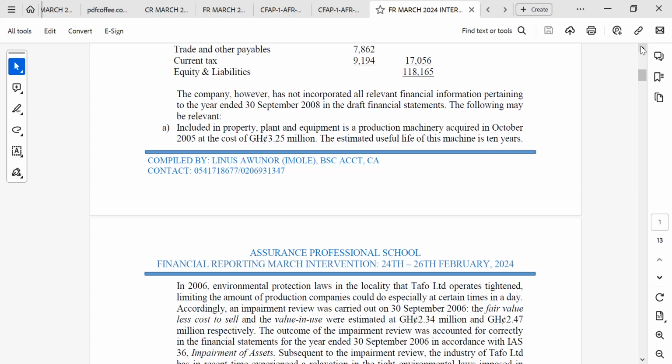The asset was purchased in October 2005 at the cost of what? 3.25 million, isn't it? Yes, sir. What is the estimated useful life of the machine as at that date? 10 years. On September 2006, how many years have we used the asset? 1 year. So let's find the carrying value of the asset.